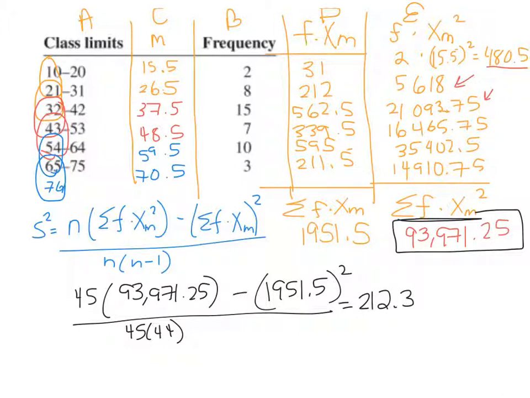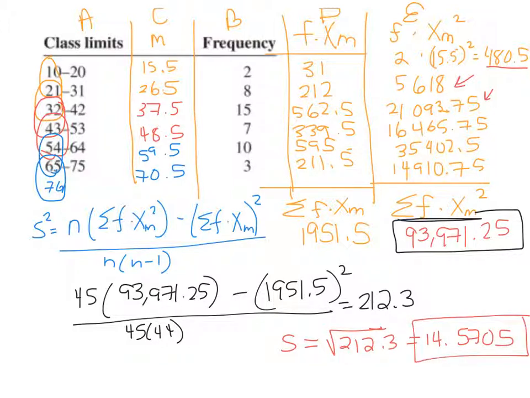That's our sample variance. And because we know the root is the standard deviation, yes, the root is the standard deviation. Since we know that to get this sample standard deviation, we have to take the square root of the variance. We take 212.3 square rooted, and we are going to come up with the fine number of 14.5705. Right? And that is our sample standard deviation.